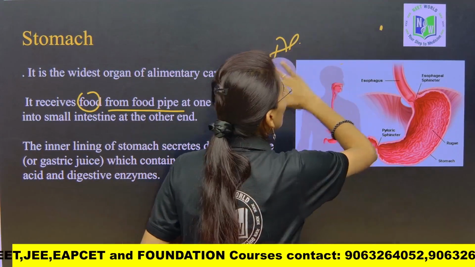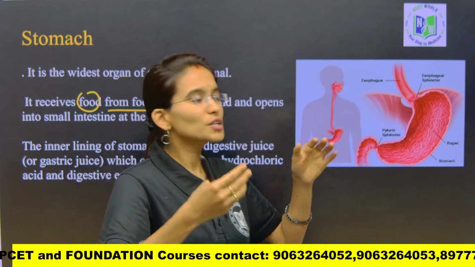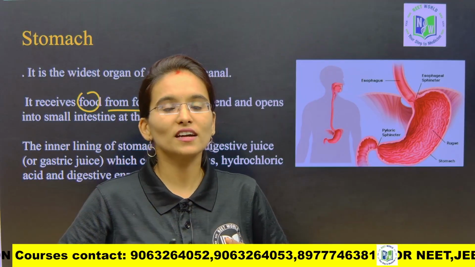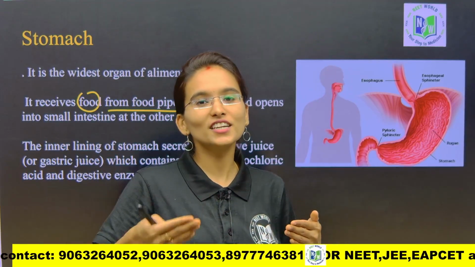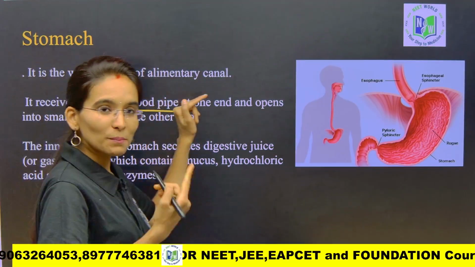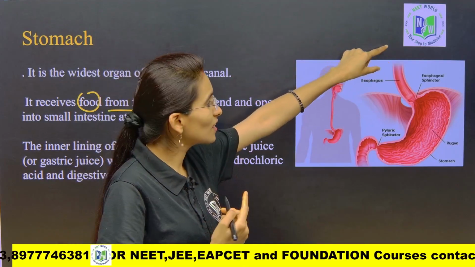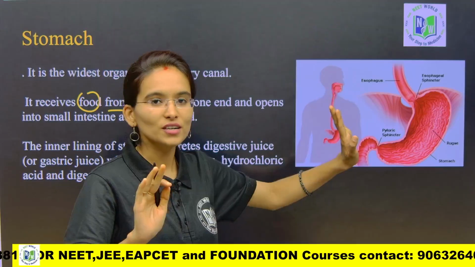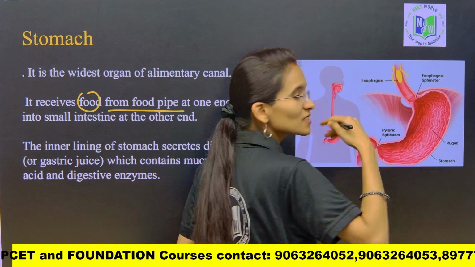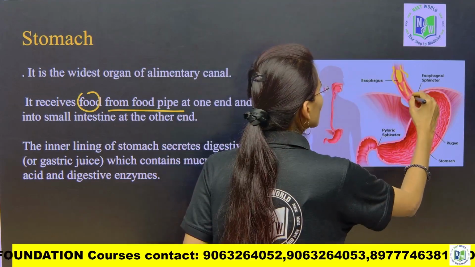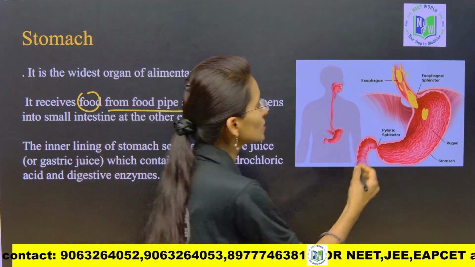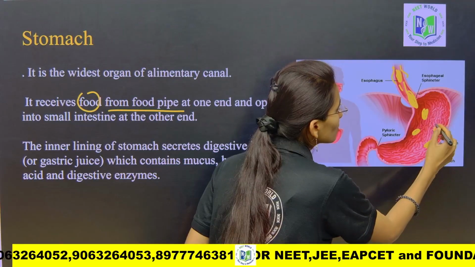Now we have understood how the food travels up to here. We have understood the peristaltic movements and the esophagus. Now the next part we need to study is the stomach. Look here, it receives the food from the food pipe at one end. The food comes from here; here the sphincter muscles are relaxed, here they have contracted, and next they have relaxed. When they relax, all the food is deposited and dumped into the stomach.